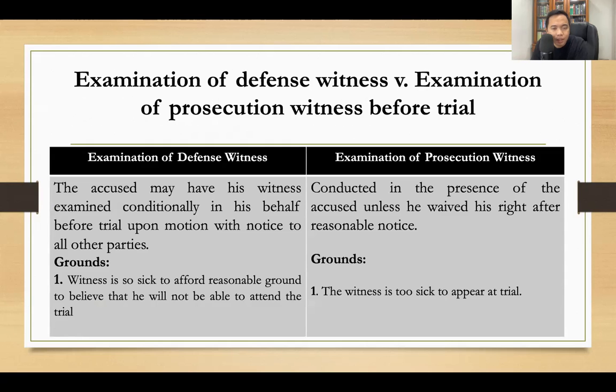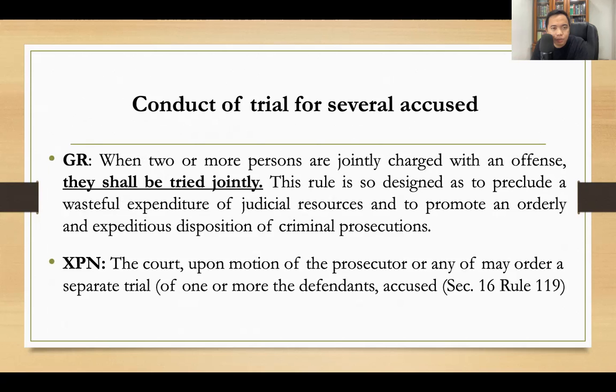Okay. Now, let us go to the conduct of trial for several accused. Now, it happens sometimes that there are many accused in one case. So what is the rule? When there are two or more persons who are jointly charged with an offense, they shall be tried jointly. So there will be a joint trial.